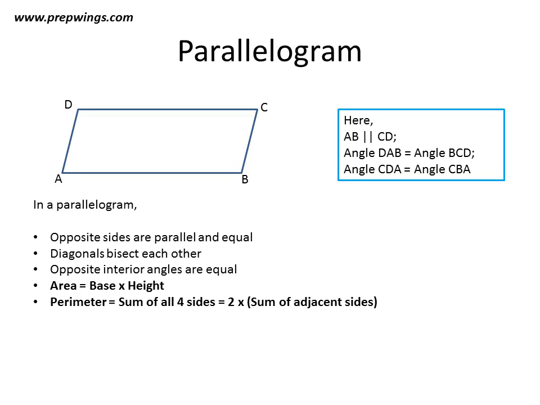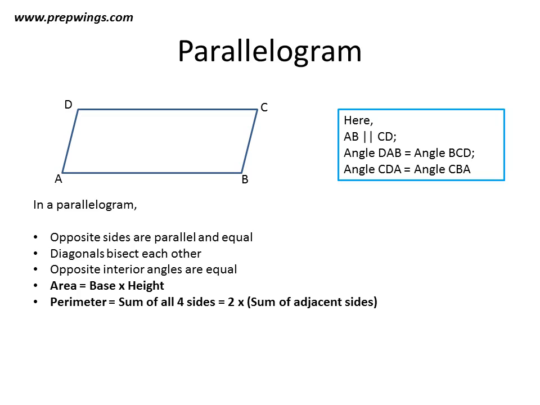The other point for parallelogram is that the opposite interior angles are equal. What this means is angle DAB is equal to angle DCB, because DAB is opposite to angle DCB. So these two angles are equal. Also angle CDA is equal to angle CBA because these are also opposite interior angles.